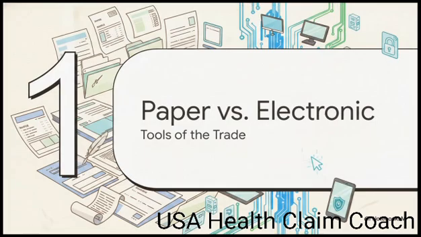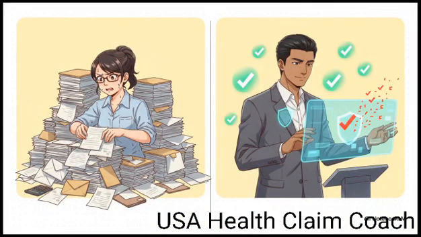Paper versus electronic claims. So let's compare our two main tools of the trade here. On one side, we have the old reliable CMS 1450, which you probably just call the UB04. Now, this traditional paper form is still accepted by some payers, sure, but it requires manual handling. And you know what that means, right? It significantly slows down your processing time.